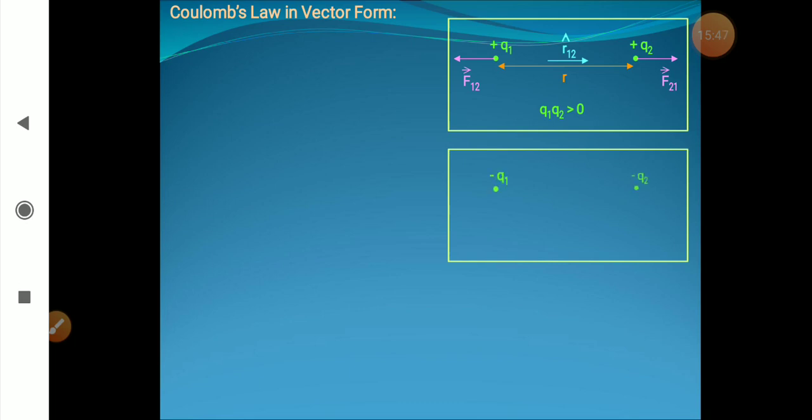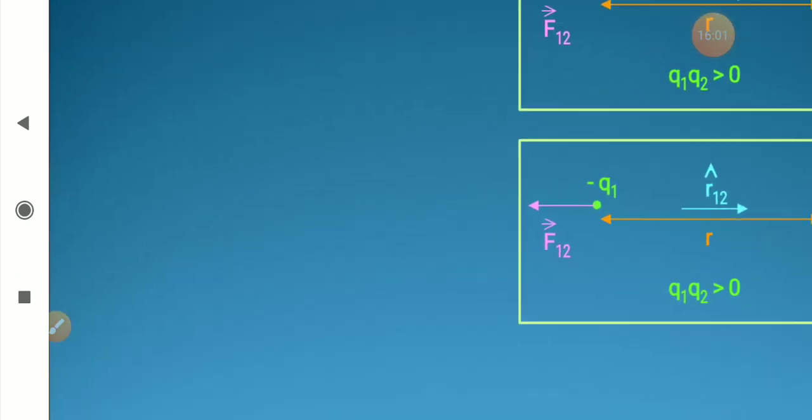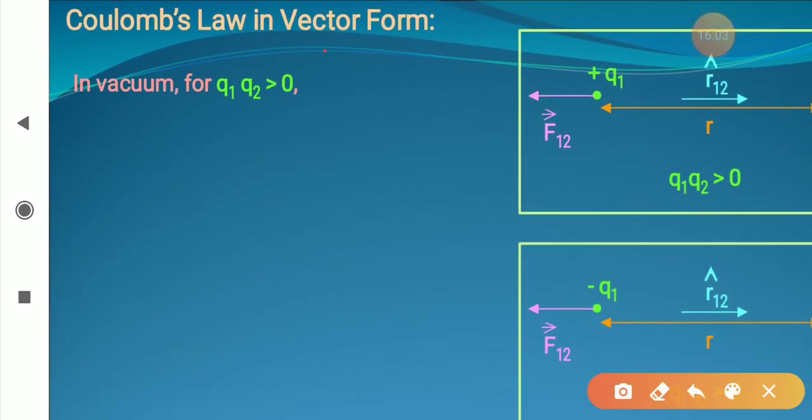We can take a pair of negative charges. Now they will also repel. So in vacuum for Q1, Q2 greater than 0, that means for like charges.